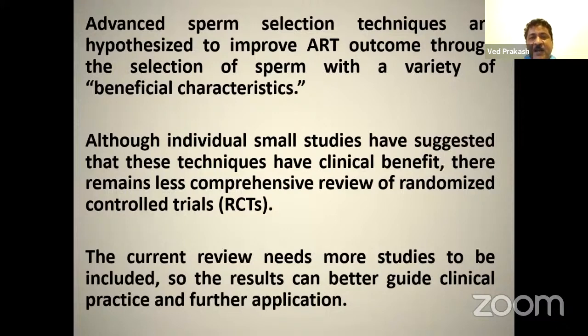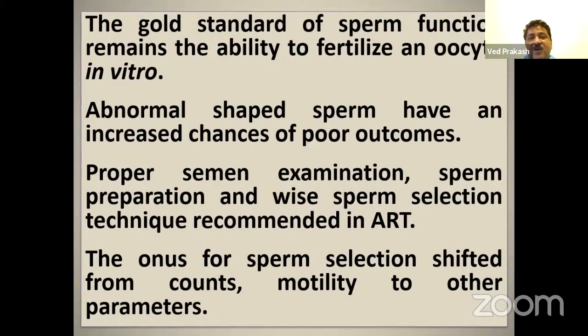So advanced sperm selection techniques are hypothesized to improve ART outcome through the selection of sperm with a variety of beneficial characteristics. Although individual small studies have suggested that these techniques have clinical benefit, there remains a lack of comprehensive review of randomized controlled trials. The current review needs more studies to be included so the results can better guide clinical practice and further applications. The gold standard of sperm function remains the ability to fertilize an oocyte in vitro. Abnormally shaped sperm have an increased chance of poor outcomes. Proper semen examination, sperm preparation, and wise sperm selection techniques are recommended in ART. The onus for sperm selection has shifted from count and motility to other parameters.